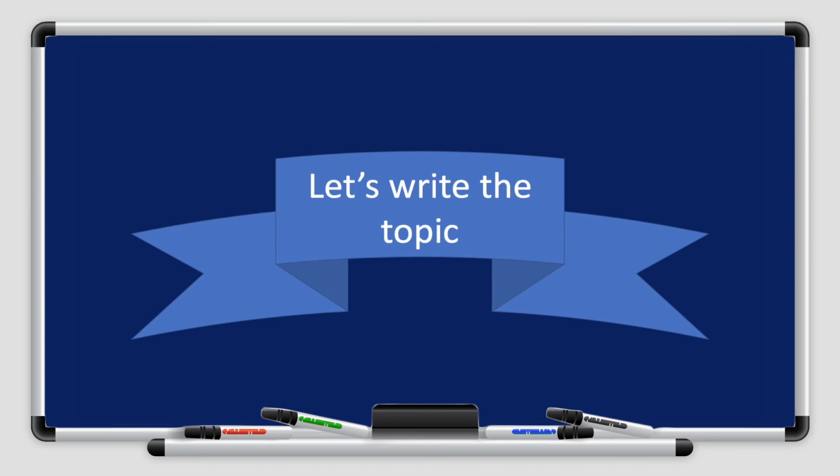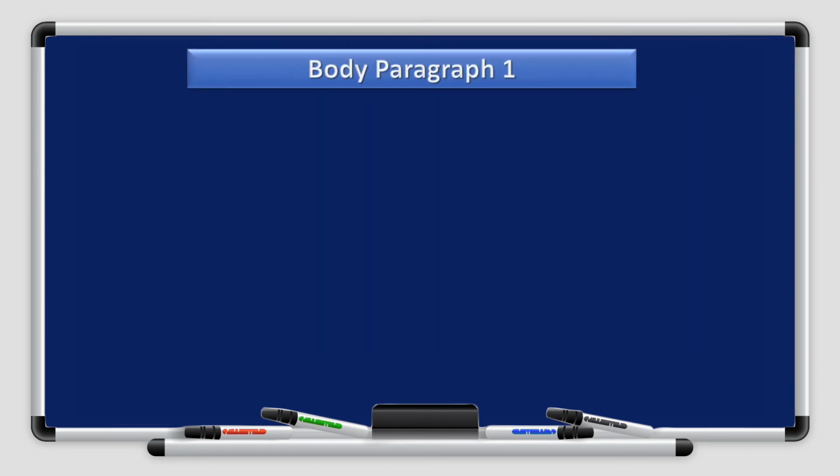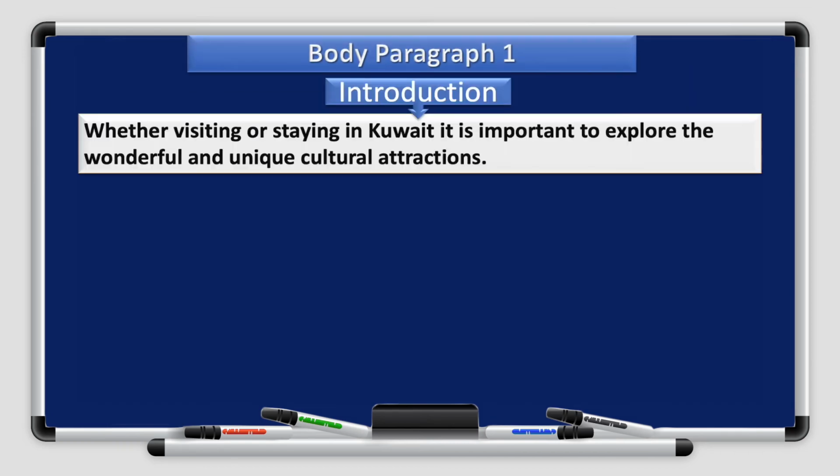So let's write the topic. Body paragraph 1. I'm going to introduce my topic. I want something to grab the attention of my reader. So I can say something along the lines of, whether visiting or staying in Kuwait, it is important to explore the wonderful and unique cultural attractions. See how I gave a general descriptive statement?